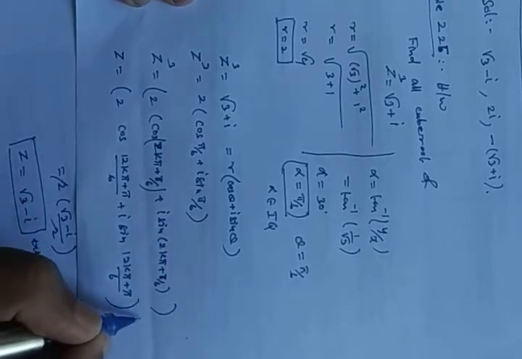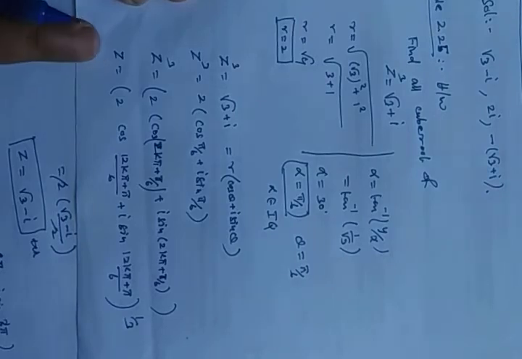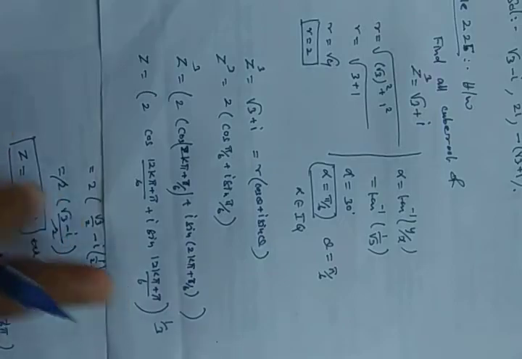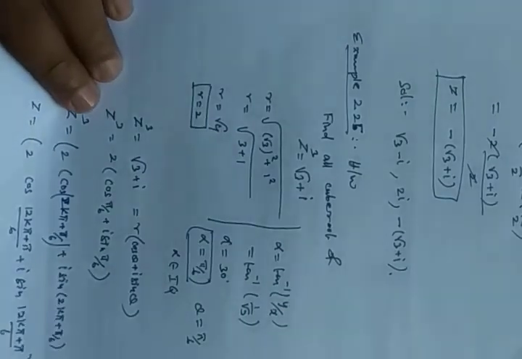The entire thing, what will come? Power 1/3, because here z³ goes to that side now. That's the thing we are getting. Okay. So now you just divide it. If you are dividing by 3, what are you getting? Let's see here.